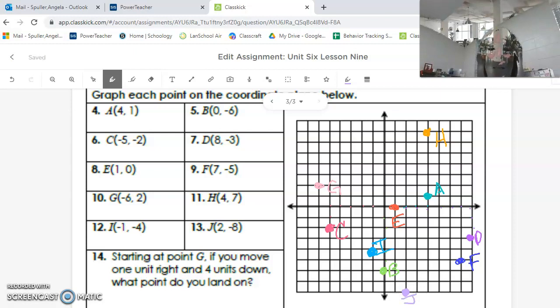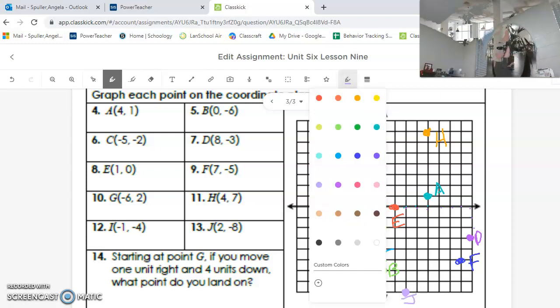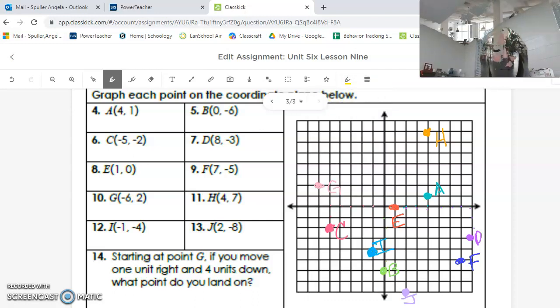All right, so let's look at this one. If we start at G, so get a color. I'm going to get yellow, I think. G. So I'm starting here, and I move 1 unit right. So I move over here, and 4 down. 1, 2, 3, 4. What point do I land on? Well, I land on C.